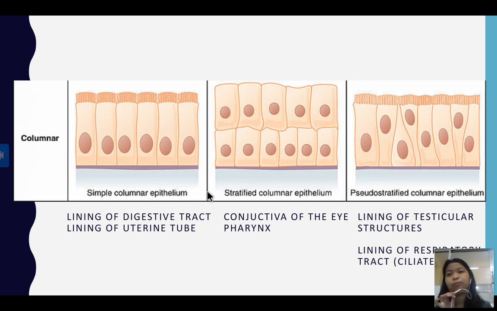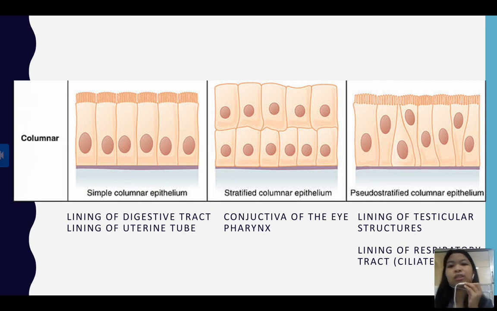So, yon. Next, we have here stratified columnar epithelium. So, it is found in the conjunctiva of the eye, and the pharynx. Okay, so stratified columnar epithelium, these are several layers of elongated cells. So they mainly act as protection in such structures, ayan nga, such as the conjunctiva of the eye and the pharynx.